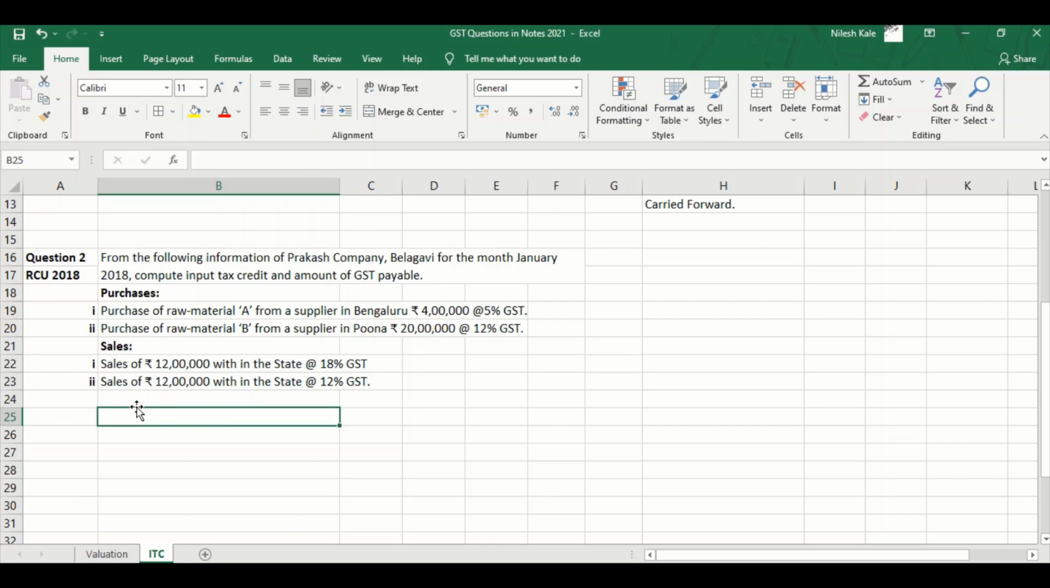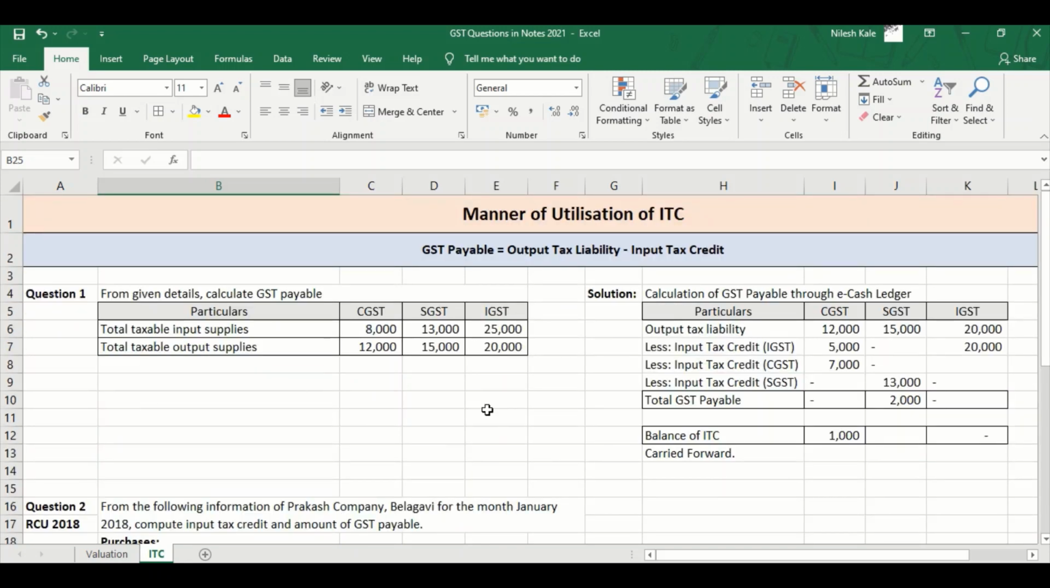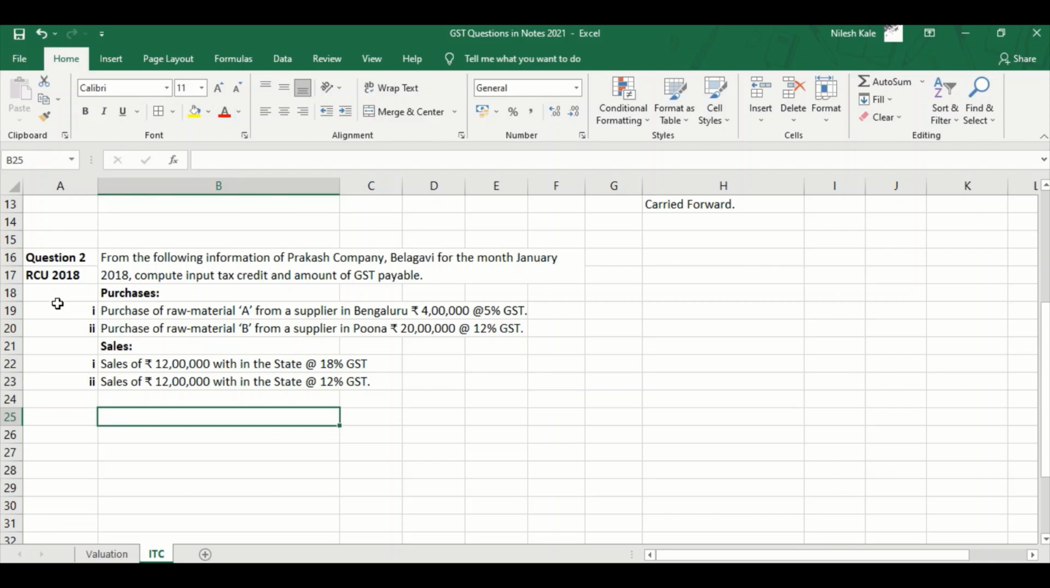Friends, let us start with this question. Question number 1 was this, which we have seen in previous video. Now this question is from RCU question paper 2018. From following information of Prakash Company, Belagavi, for the month January 2018, compute input tax credit and amount of GST payable. This information is given.